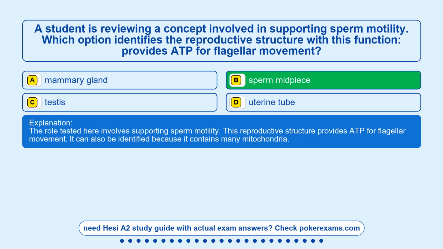The role tested here involves supporting sperm motility. This reproductive structure provides ADP for flagella movement. It can also be identified because it contains many mitochondria.